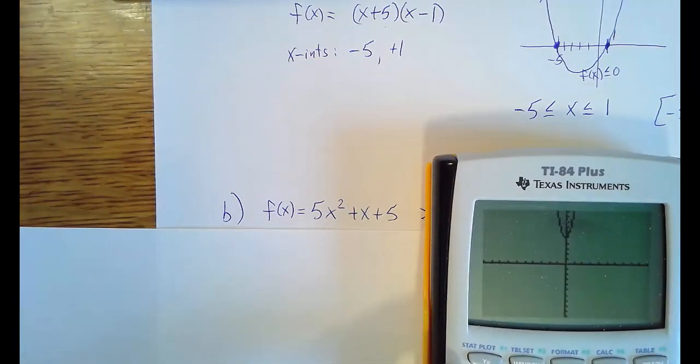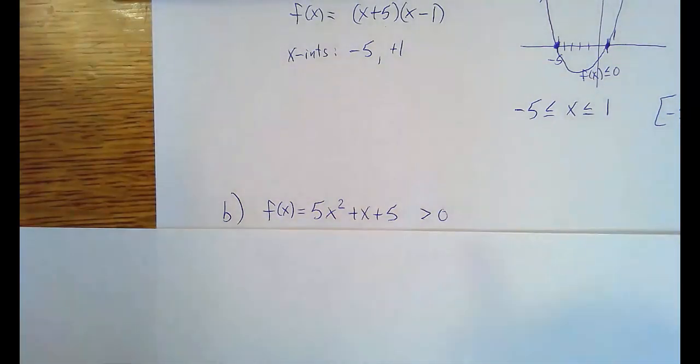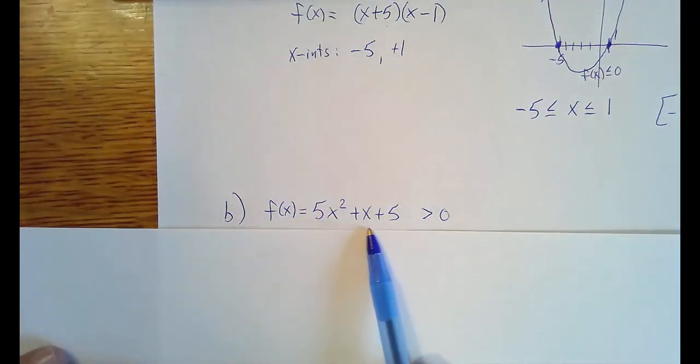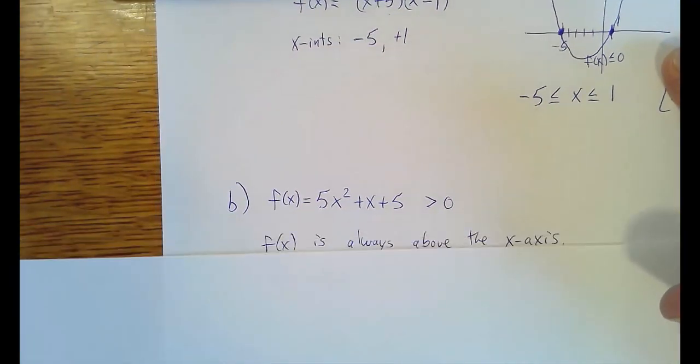we graph it, we'll get a parabola that comes down and actually never even touches the x-axis. This quadratic function comes down to height 5 and then goes back up. So this function is actually always above the x-axis. So if we're trying to find out what values of x make 5x squared plus x plus 5 greater than 0, it turns out that every x value would make this true.